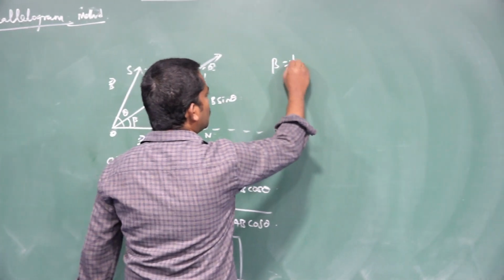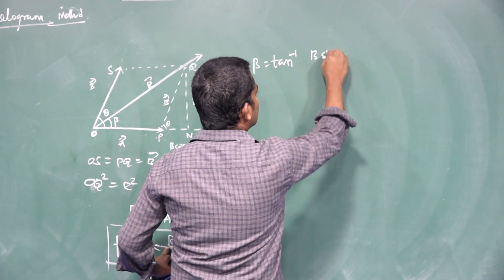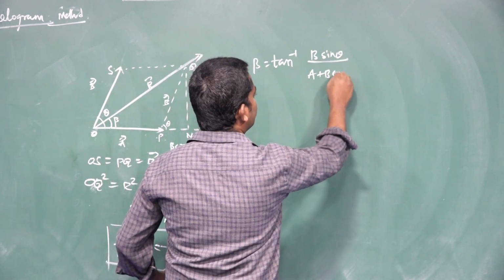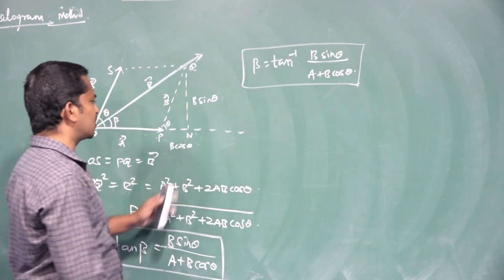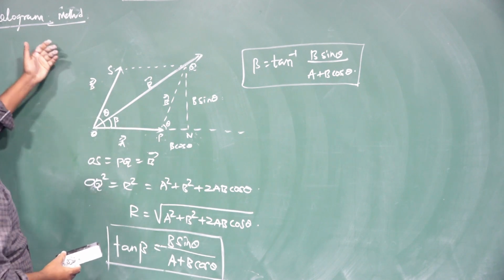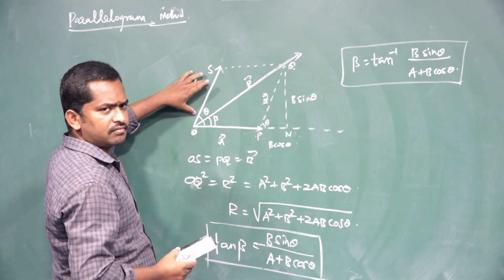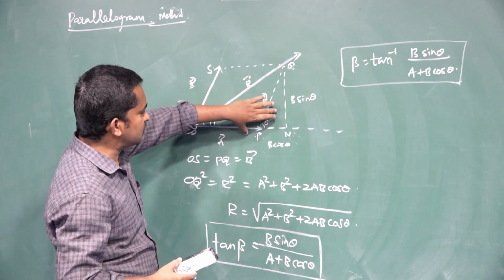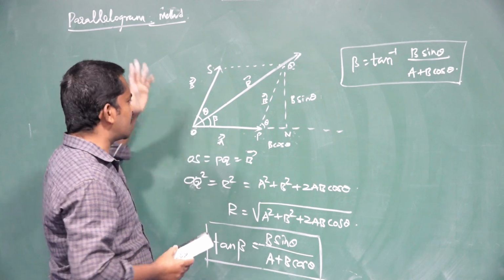Beta is equal to tan inverse of B sin theta divided by A plus B cos theta. This is the angle in the parallelogram method. But here both are almost equal. In the triangular method, you take only a triangle. In the parallelogram, the adjacent sides of two vectors act as the adjacent sides of the triangle. The third side must be integrated as the resultant vector in the triangle method.